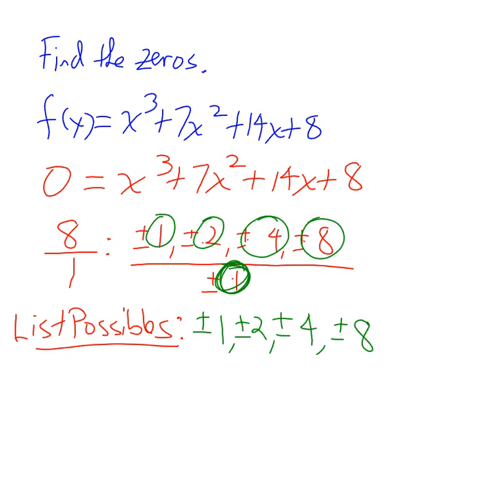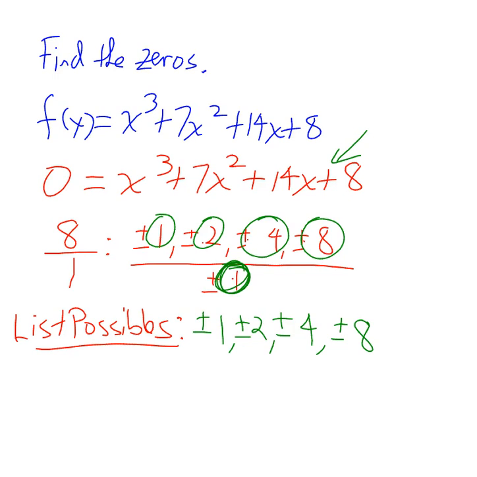Here's what this says. If this polynomial has a zero that's a rational number, it's going to be one of these numbers. Positive 1 or negative 1. Positive 2 or negative 2. Positive 4 or negative 4. Positive 8 or negative 8. It's got to be one of those.